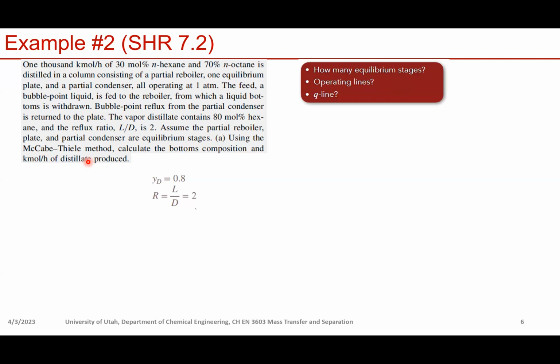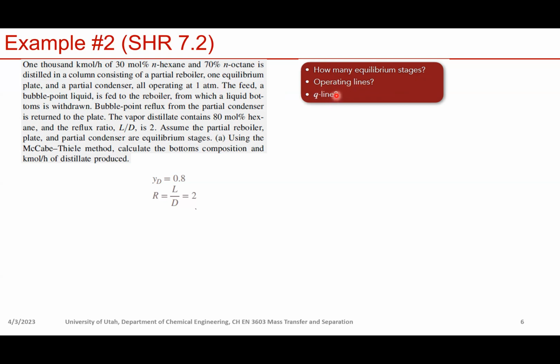To solve this problem, let's think about some questions first. First, how many equilibrium stages are there? We have one equilibrium plate, but we also have a partial reboiler that functions as an equilibrium stage and a partial condenser that also functions as an equilibrium stage. So we actually have 3 equilibrium stages. What about the operating lines? Because the feed is fed into the reboiler, we do not have the stripping section. We only have the rectifying section, so we'll have only one operating line.